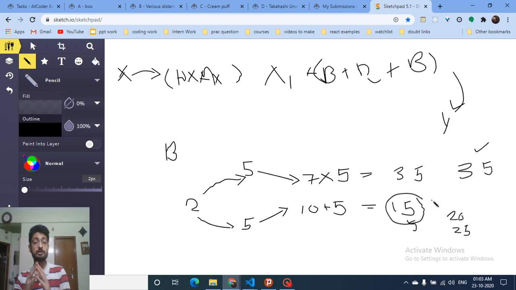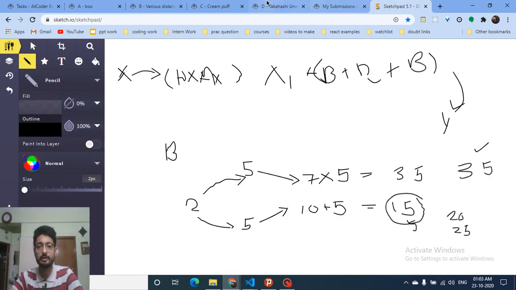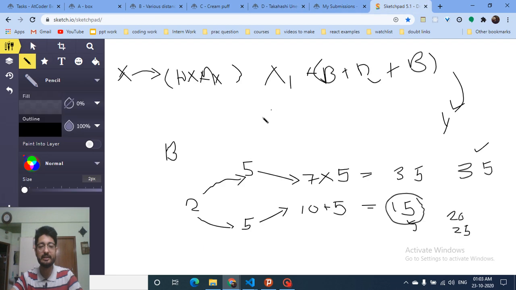We first try to do the multiplication and then the addition, but how much multiplication? See, now the constraint will come into play. As you can see, X and Y are up to 10 to the power 18. So let's assume, and also A is up to 2. So let's take the smallest A, which is 2, and it's up to 10 to the power 18. If my initial value is 1 and I want to reach 10 to the power 18, then I have to increase my power, like I have to do something.